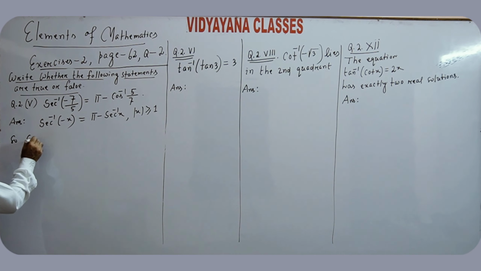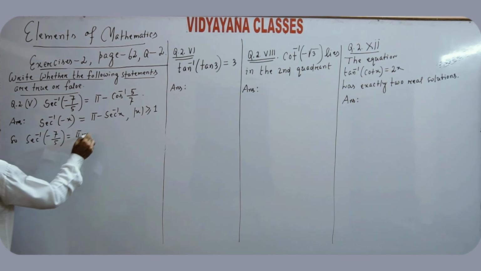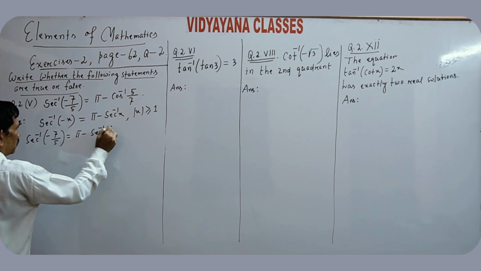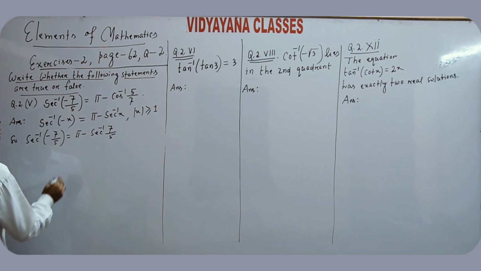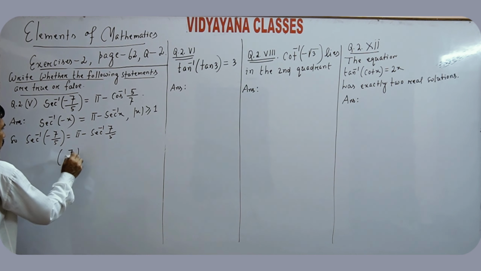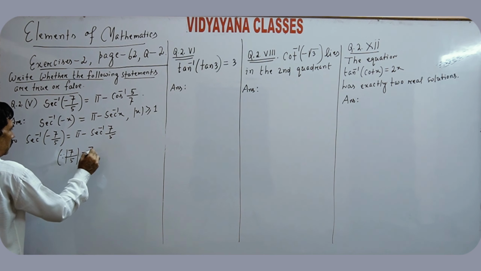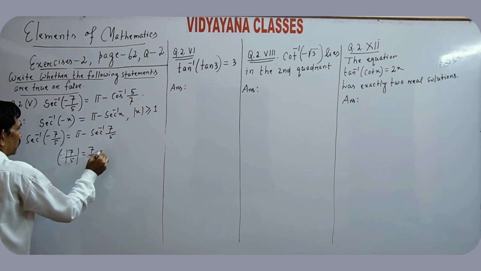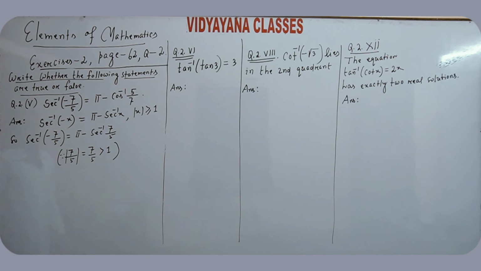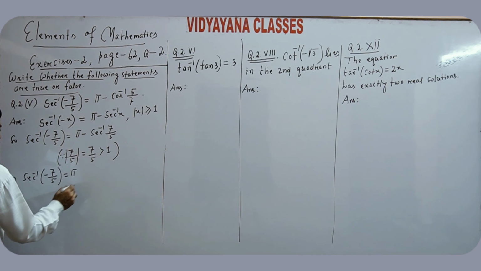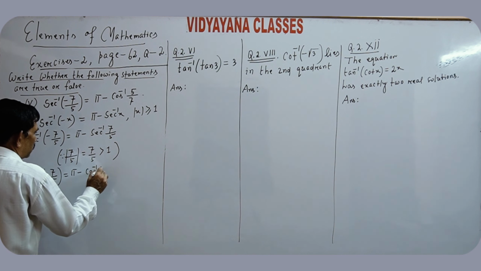So, sec inverse minus 7 by 5 is equal to pi minus sec inverse 7 by 5. Mod of 7 by 5 is equal to 7 by 5, which is greater than 1. Sec inverse minus 7 by 5 is equal to pi minus sec inverse 7 by 5, which implies sec inverse minus 7 by 5 is equal to pi minus cos inverse 5 by 7.